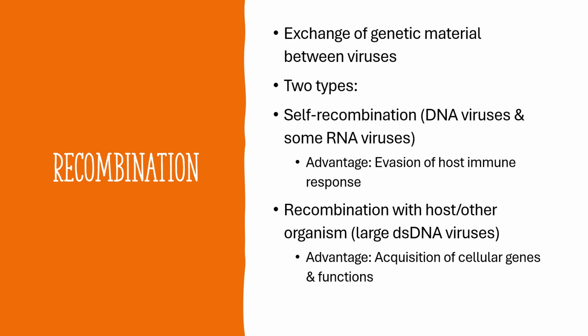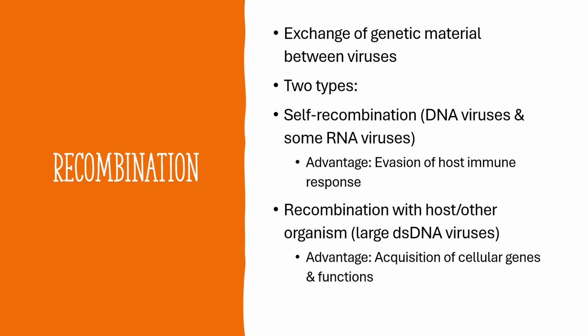Some RNA viruses also evolve by recombination. It is common for retroviruses. These recombination events can be an evolutionary advantage for the virus when they help it evade host immune defenses, for example, by changing surface protein antigenicity.